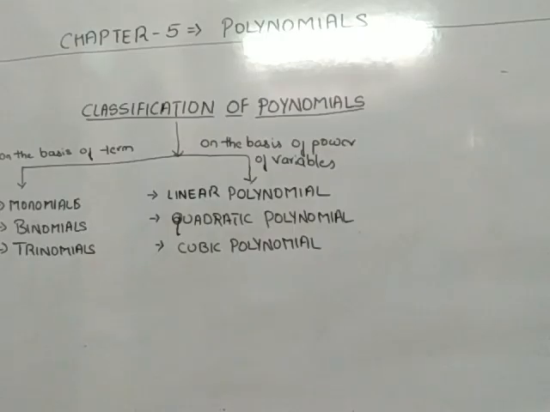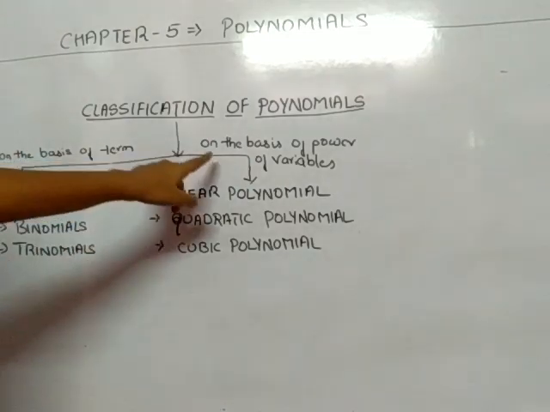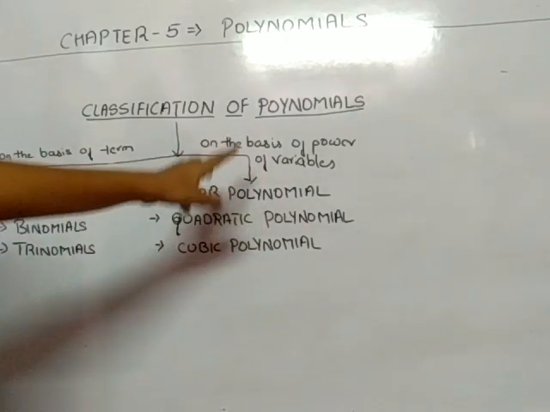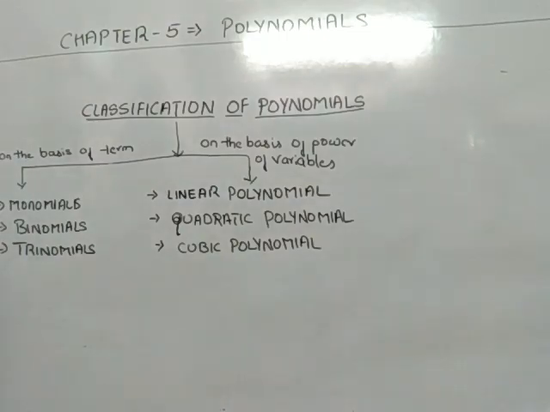Okay, next we will study the classification of polynomials. They have classified the polynomials on the basis of two conditions. First condition is on the basis of terms, and second is on the basis of power of variables here. On the basis of terms, there are again 3 types. Those are monomials, binomials and trinomials.